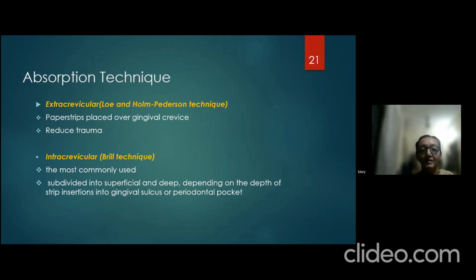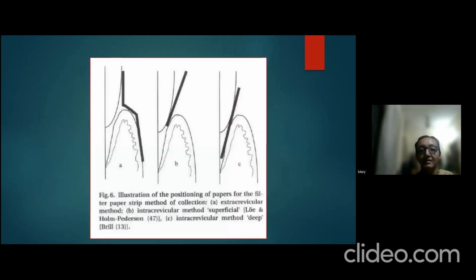The superficial method is whereby the paper strip is inserted only up to the gingival margin, and the deep method is where the paper strip is inserted into the gingival sulcus. So this is a picture depicting the different methods. The first one is the extracrevicular method. The second and third show the superficial method and the deep method.